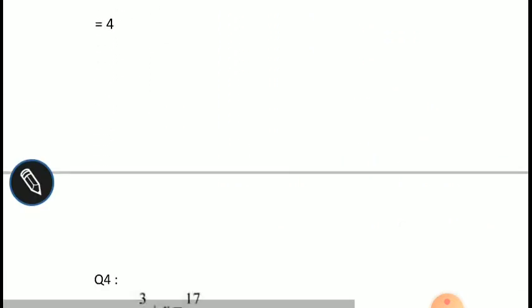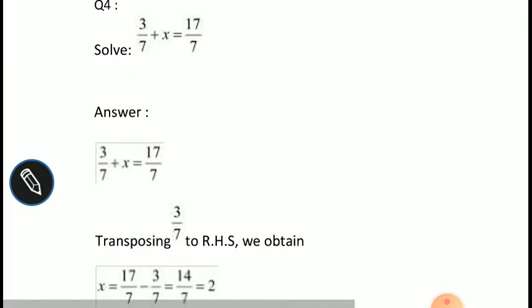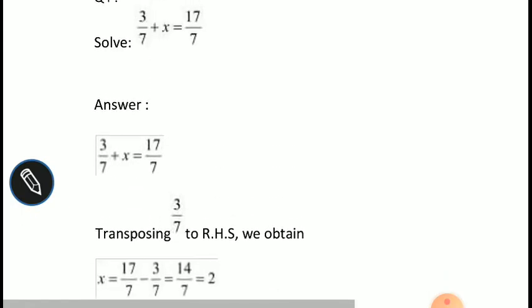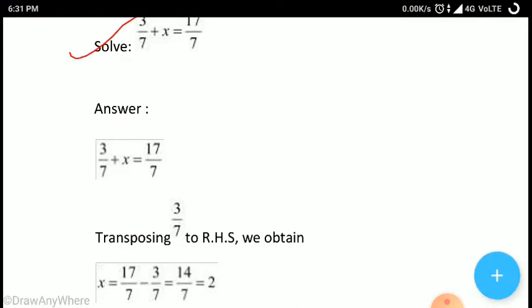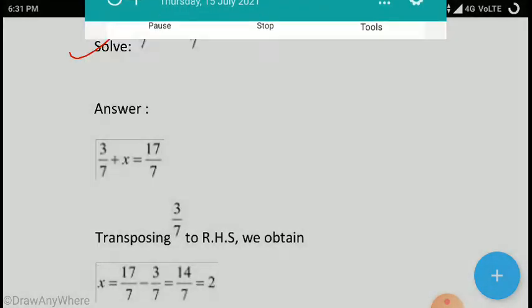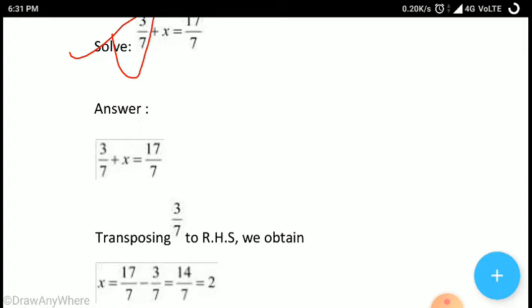Now see the next question, question number 4. Solve 3 upon 7 plus x is equal to 17 upon 7. Okay, so here a rational number is given, 3 upon 7 on LHS and 17 upon 7 on RHS. See, the method is the same. So you just separate x and you have to transpose 3 upon 7 to RHS.